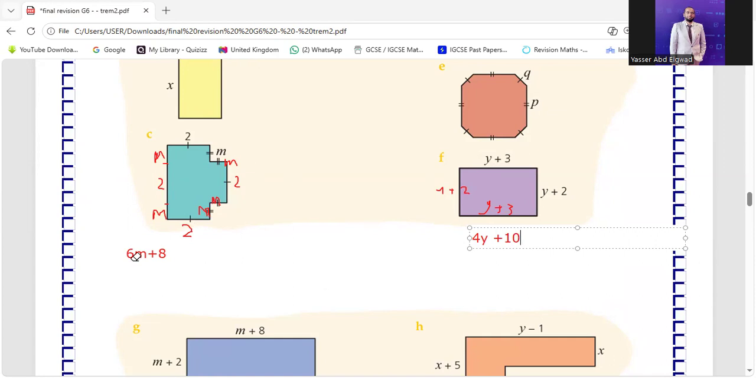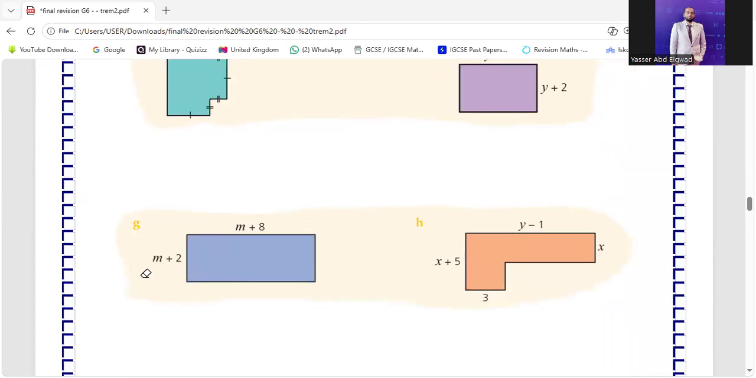The next one. Here is how to do it. M plus 2, M plus 8. Here is the same, repeated as we said before. Here is M plus 8, and the same way M plus 2. Count M plus 2 and we add them. M, we get 4M. And here is 4M plus 8 plus 8, 16, 2 plus 2, 4. Here is 16 plus 4, 2.